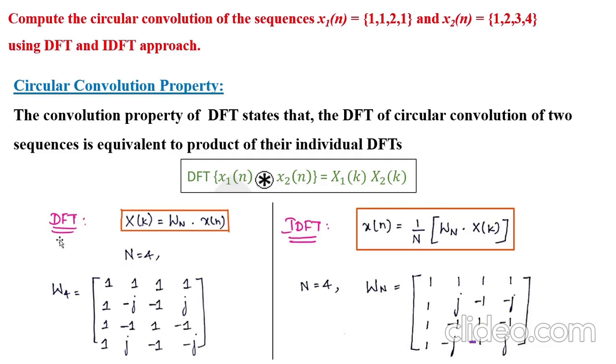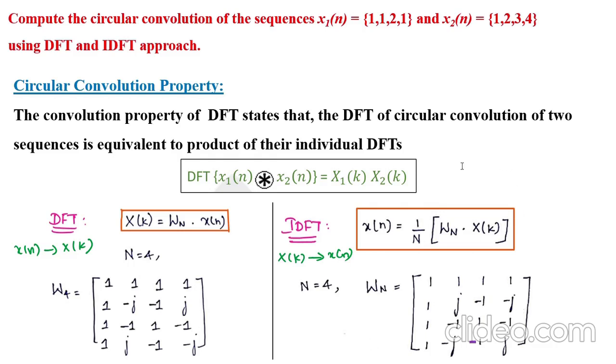Next, we are going to see the formula for solving DFT and IDFT using the matrix method. Here DFT is the process of converting from time domain x of n to frequency domain x of k. So x of k is equal to the twiddle factor matrix multiplied by x of n. Coming to IDFT, it is the process of converting from frequency domain to time domain, that is the inverse process. Here the formula is x of n is equal to 1 by N, twiddle factor matrix multiplied by x of k. So these are the twiddle factor matrices in both the cases.